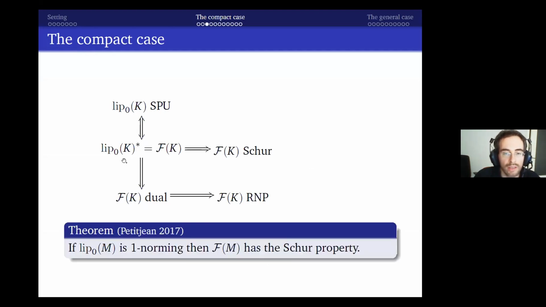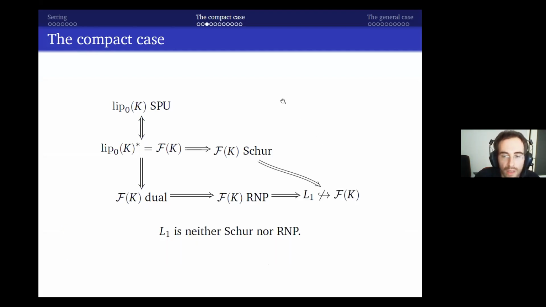It's also known that this condition here implies the Schur property. This was proved by Colin-Petitjean a few years ago. And in fact, not just for the compact case, for a general case, whenever the little Lipschitz space is 1-norming, then we have the Schur property. We also have these implications here because little l1 has neither of these 2 properties.